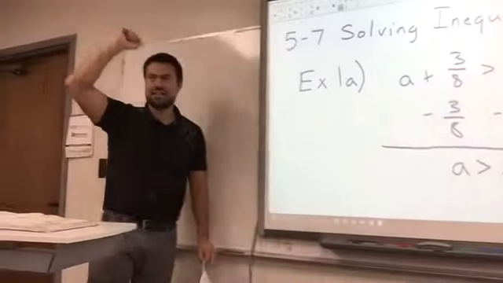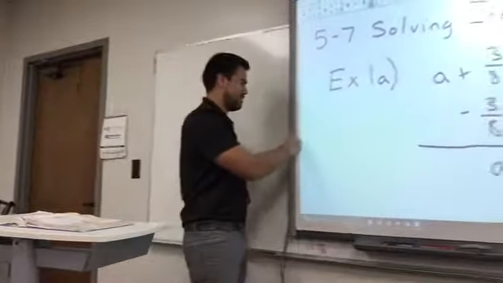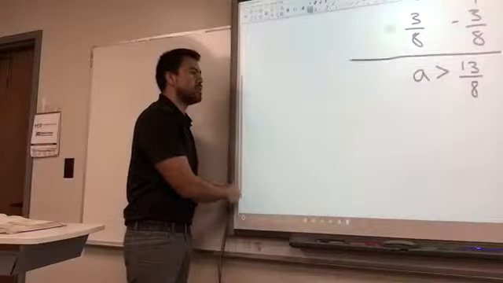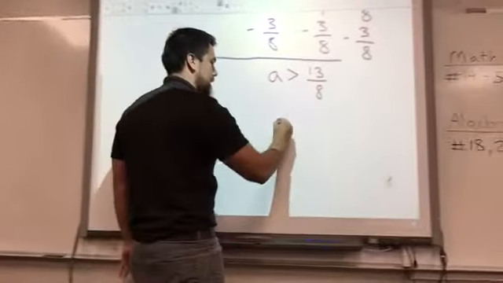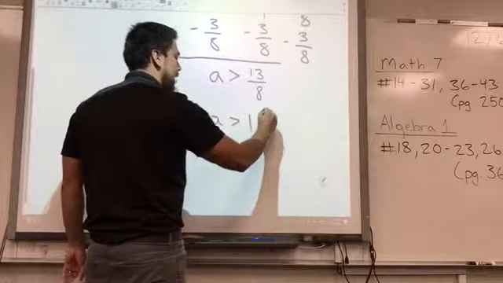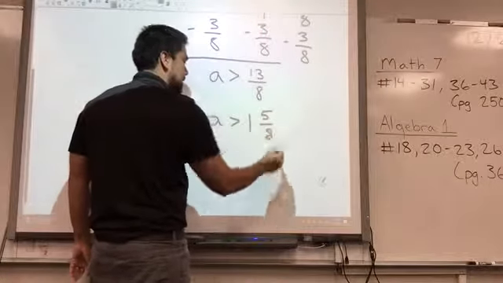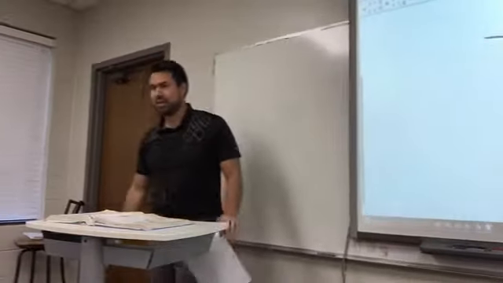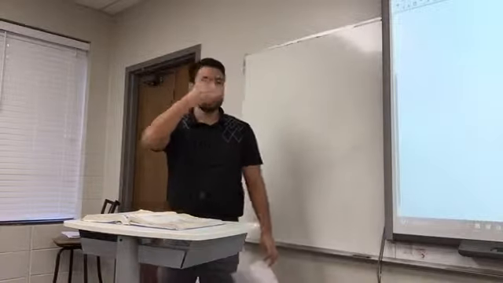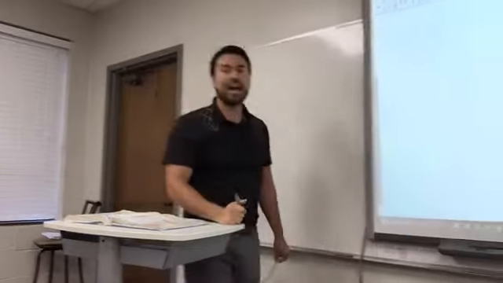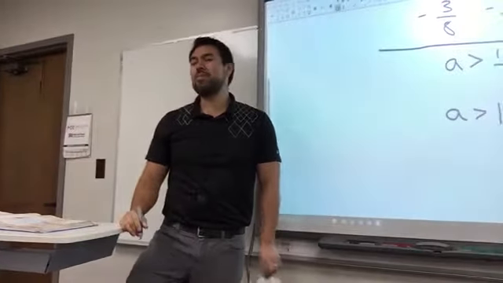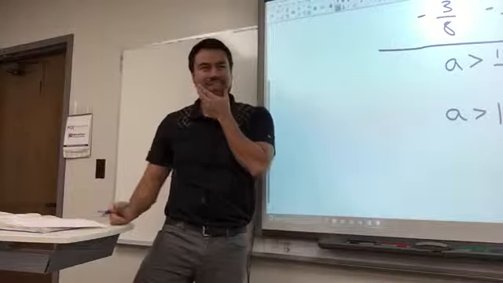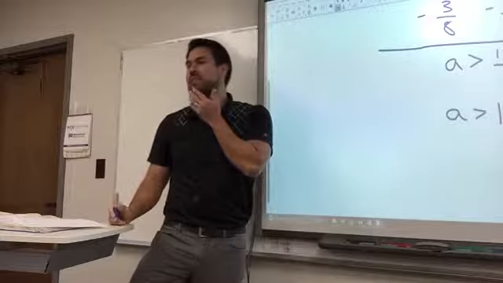Nice. Oh, what do I get? 1 and 5/8. Yeah, change it to its mixed number form. So I get A is greater than 1 and 5/8. Okay? Now, what do they want me to do in example 1? It says solve each inequality and then graph it. Okay, I need to graph it. Because I'm going to ask this question, see if you guys can get it. How many solutions are there?